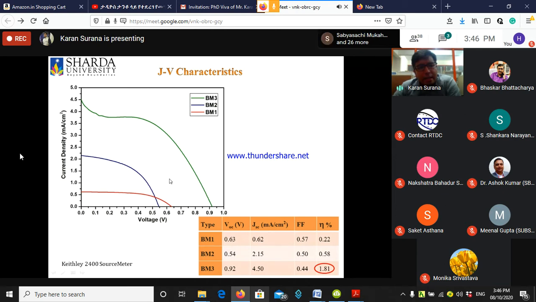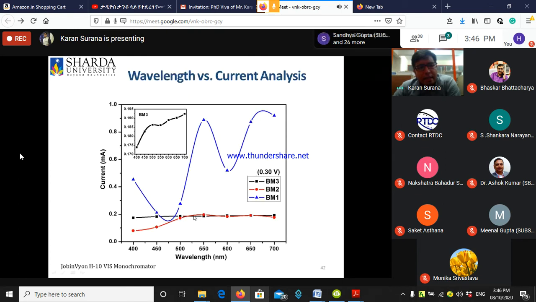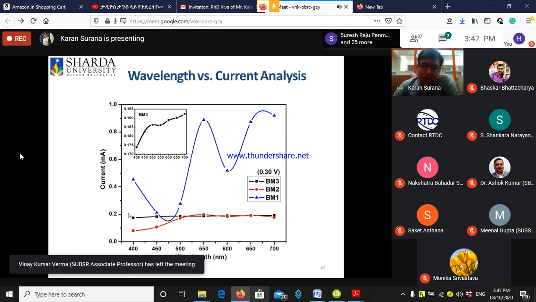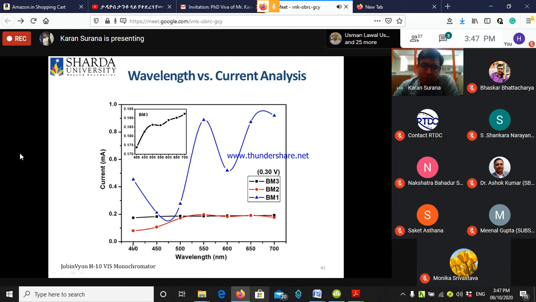So now, in order to see if we have been able to exploit a wider region of the electromagnetic spectrum or not, we went for the wavelength dependent analysis, whereby irradiating the cell with different wavelengths, the IV characteristics were taken. We took a fixed voltage of 0.3 and the current values were plotted.